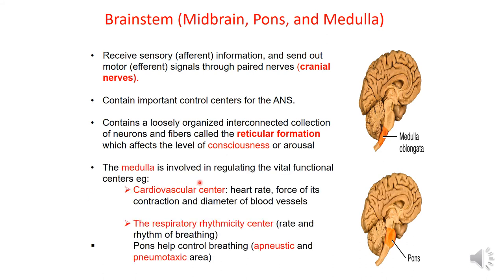The medulla is involved in regulating the vital functional centers, like the cardiovascular center that controls heart rate, force of contraction, and the diameter of the blood vessels through the vasomotor center or the vasoconstrictor center. It also contains the respiratory rhythmicity center, which is the dorsal respiratory group. The pons contains the apneustic center and pneumotaxic center.